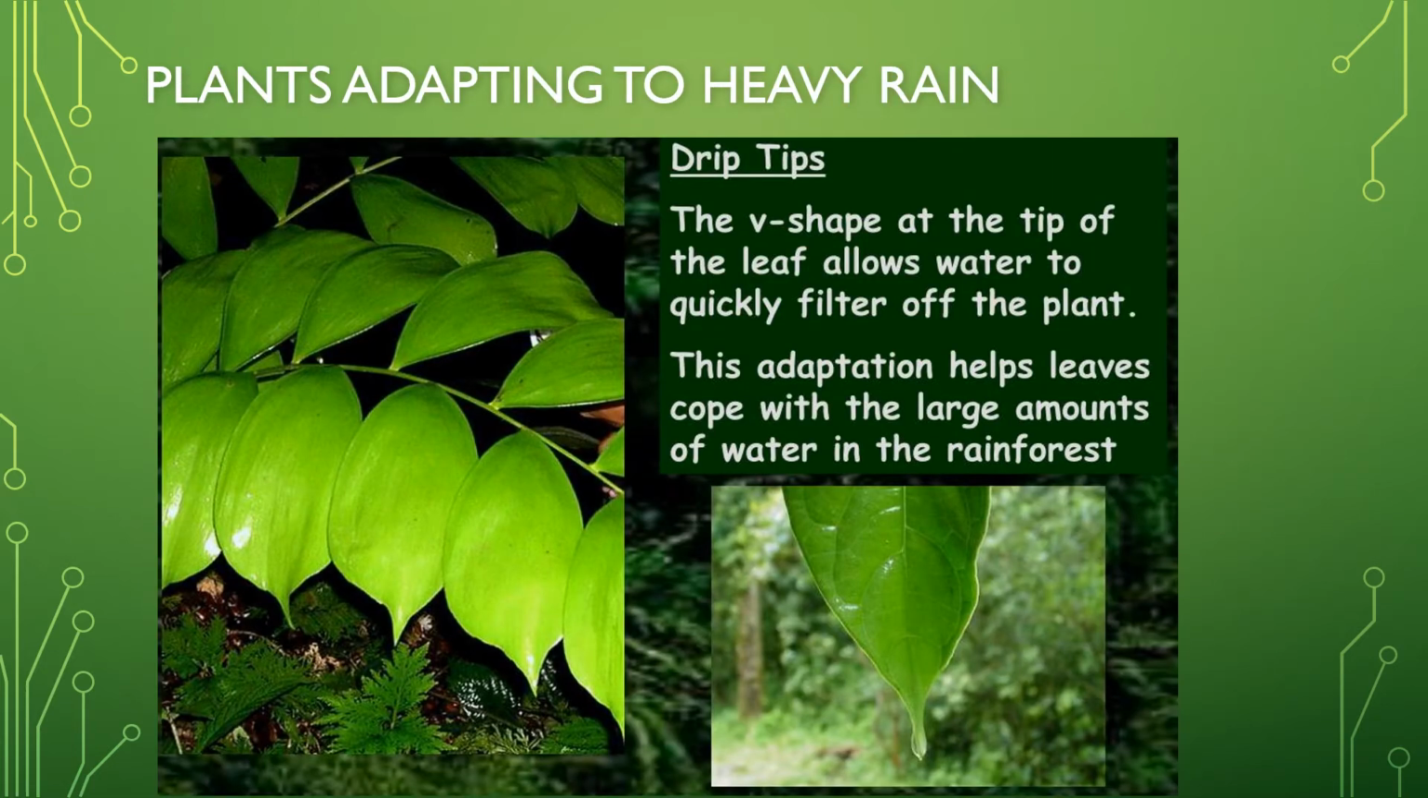So here's the first of some plant adaptations. I'm just going to go through 4 plants and 3 animals. There's plenty out there. You can find more on the internet if you want to. There are some examples in the textbook. The key is that you learn 2 of each.